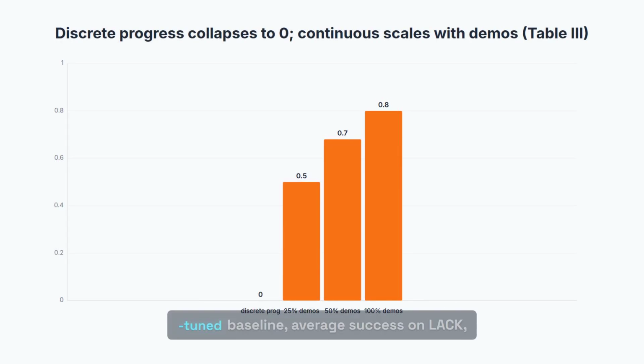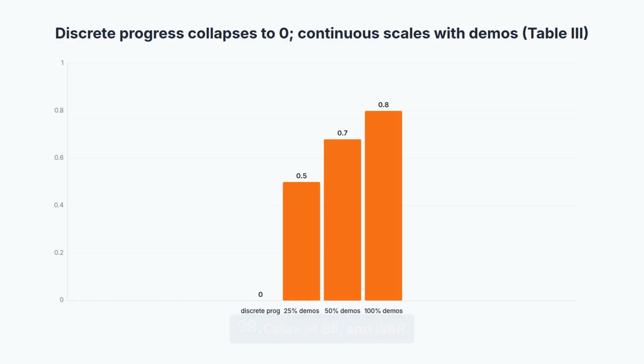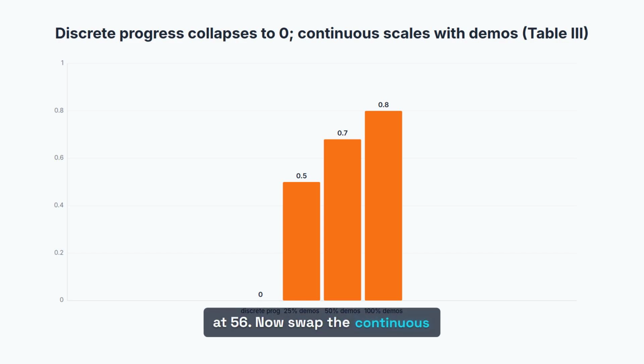Against the monolithic fine-tuned baseline, average success on LACK, CalAX, and IVR rises from 48% to 80%, with LACK at 98, CalAX at 85, and IVR at 56. Now swap the continuous progress signal for a discrete bin. The model collapses to 0 success on all 3 furniture. It gets stuck near completion, where states look visually similar. Keep the continuous signal and scale the demonstrations: 25% gives 50%, 50% gives 68, full data gives 80. Continuous progress is the load-bearing design choice.